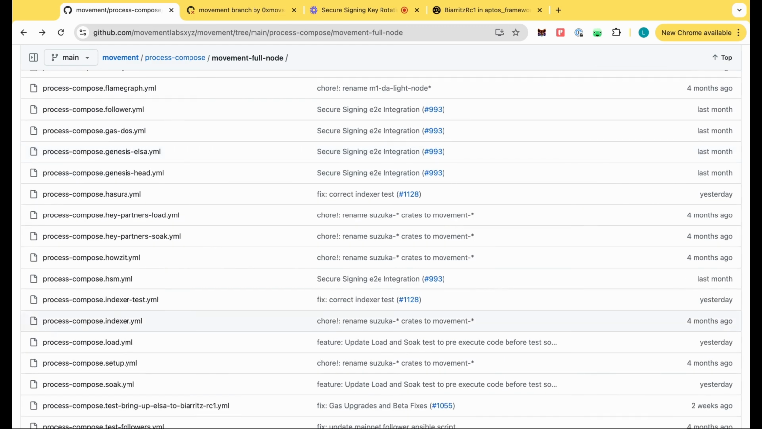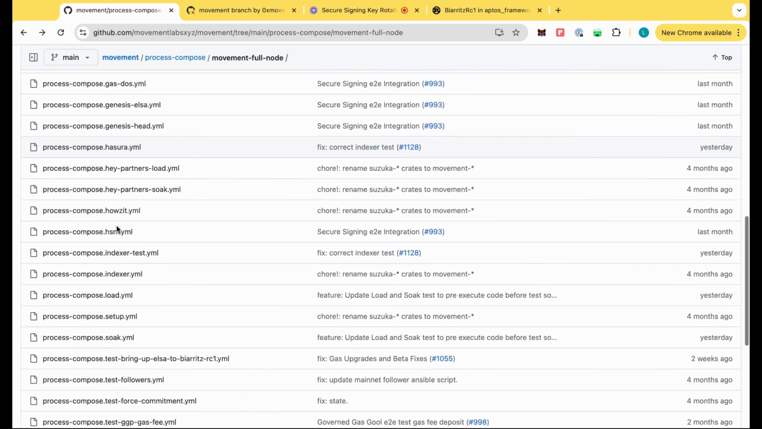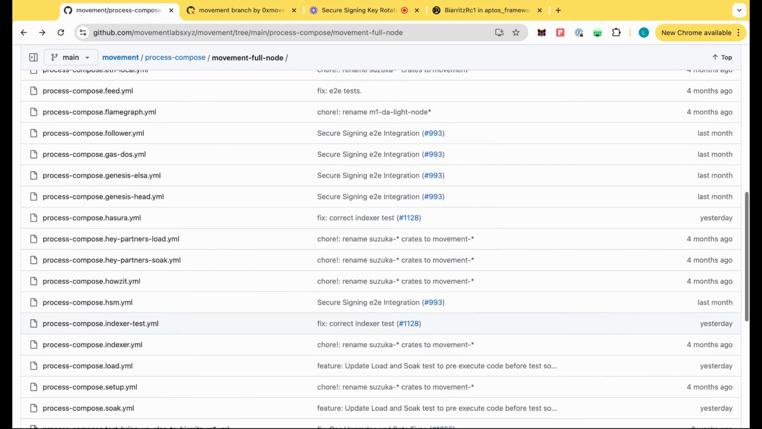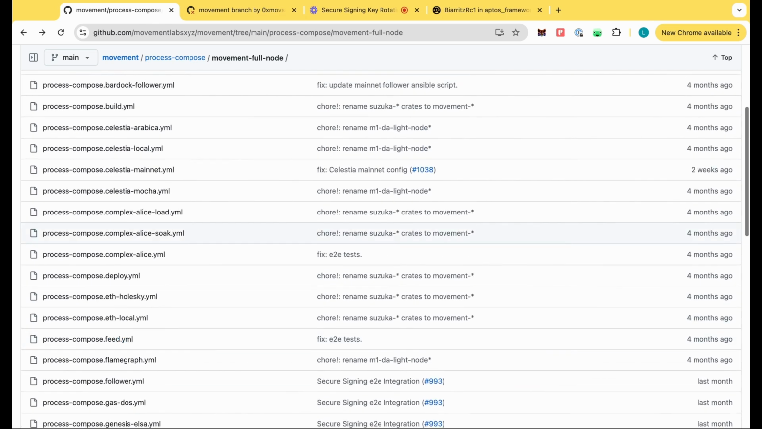There's also tests for the upgrades in here and so on. So this is a great place once you get a hang of the repo to start to look at different things that you can do with the processes and potentially implement replicable attacks and tests of your own.